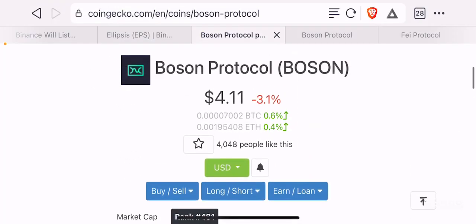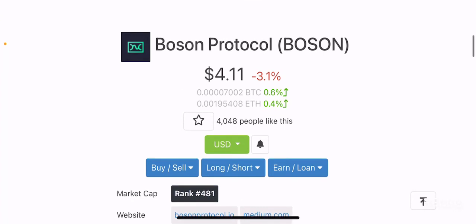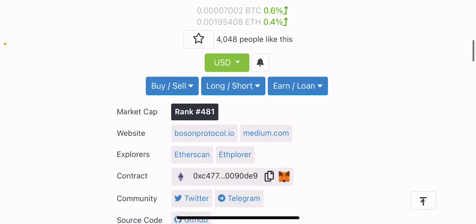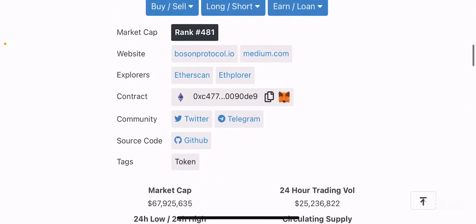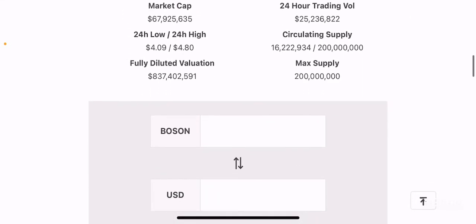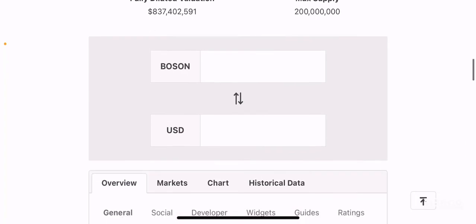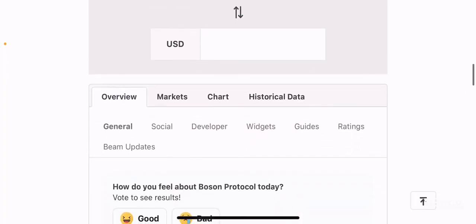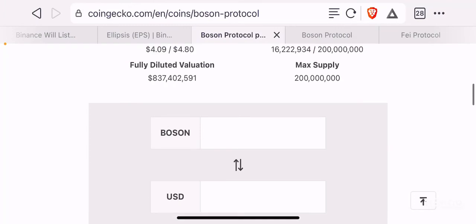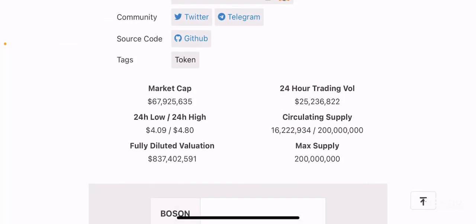Again, let's go to the CoinGecko page for Boson protocol. The token is currently ranked 481st by market cap on CoinGecko, and it's currently trading at $4.11 with a recent decrease of 3.1% in the past 24 hours, right? Again, it's a really new token. It only recently had its seed sale done, and now it's currently available to trade in the open market. If you see the market cap, again, $67.9 million, right?